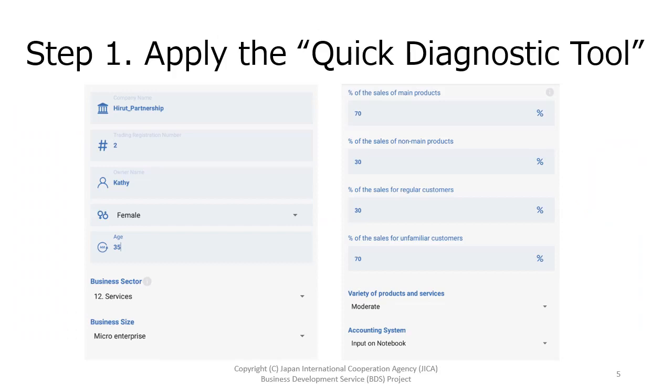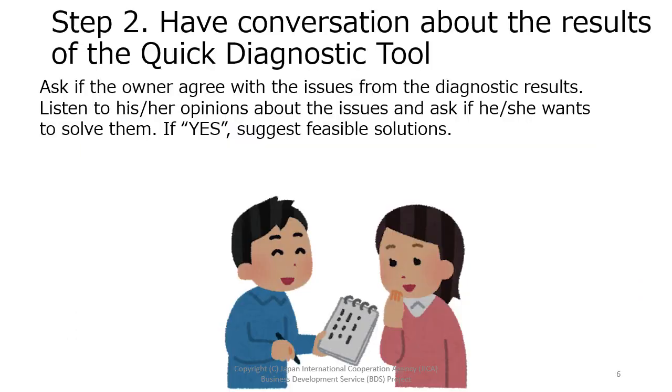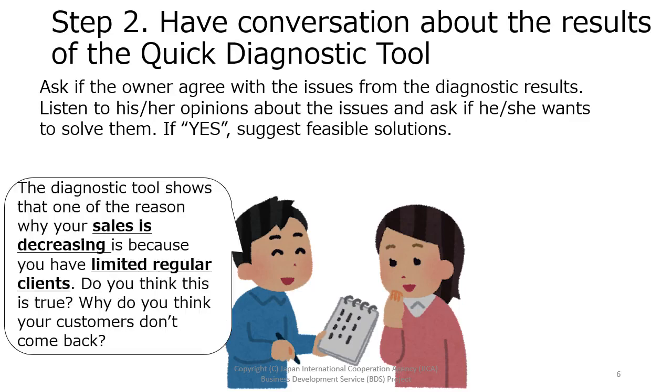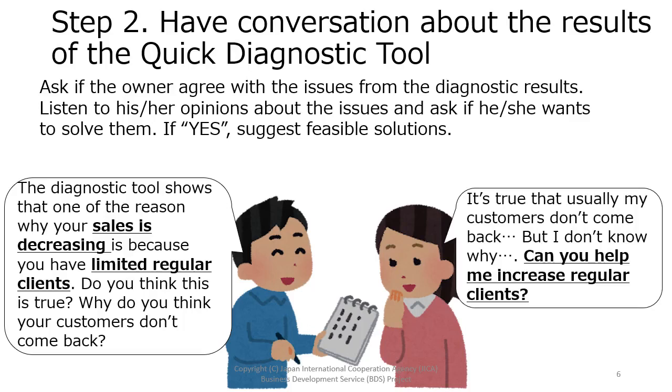Let me go over the steps again. So, the first step is for you, the MSME counselor, to apply the quick diagnostic tool. The second step is to discuss the result of the quick diagnostic tool and decide which issues the owner wants to solve. So, if the result shows that sales is decreasing because of limited regular clients, you can check if the owner wants to increase regular clients. If the owner indeed is worried about her clients rarely coming back, you may consider helping her get more stable clients.